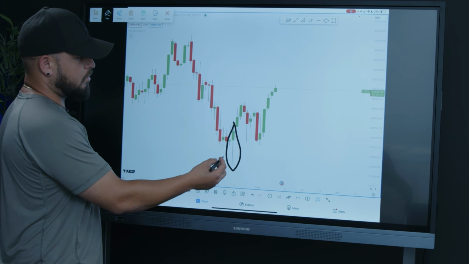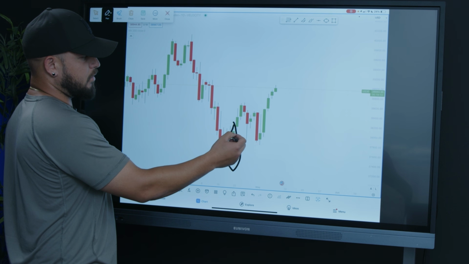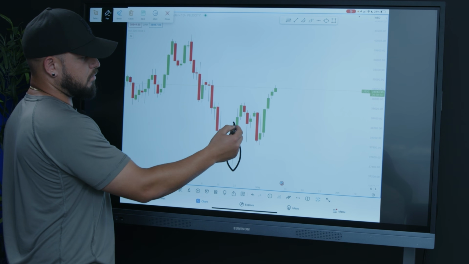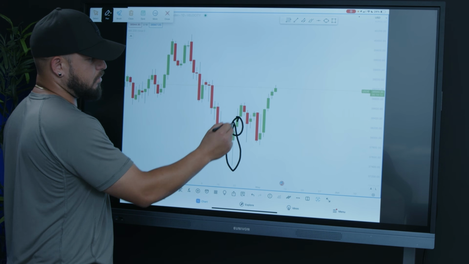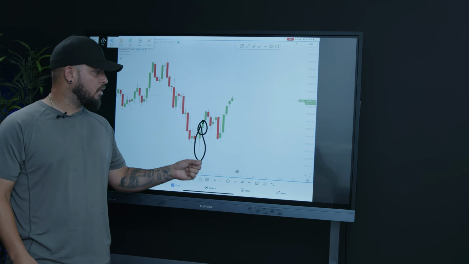From what I see, I see this big wick, this big push, and then these two right here. I think it shows it's going up again.